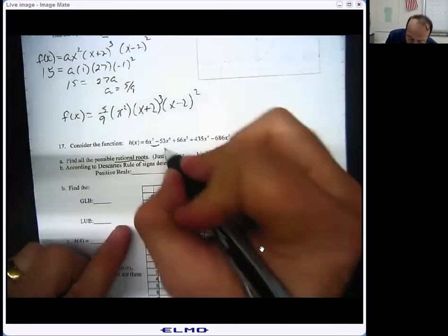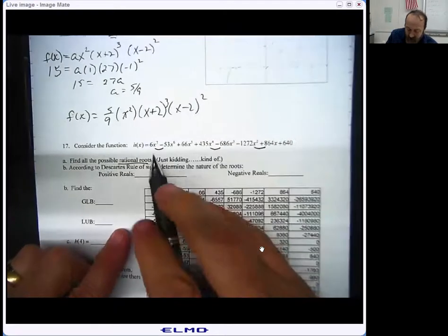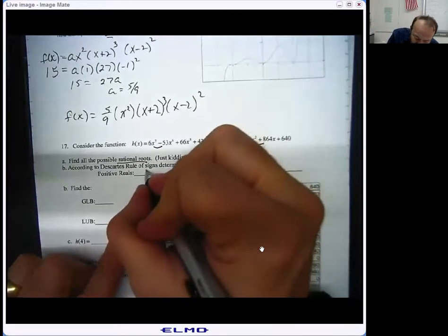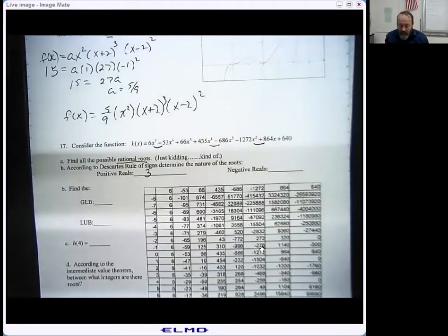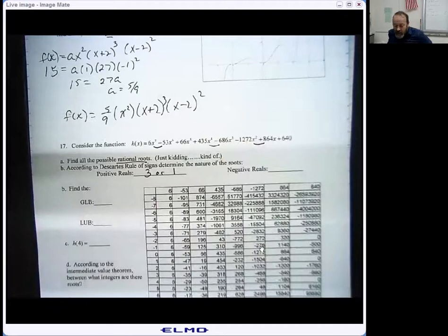And I see one here, and one there. So for a total of 1, 2, 3. So Descartes didn't stop by just saying 3 positive roots. He said 3 or 1. And again, this only talks about real roots.